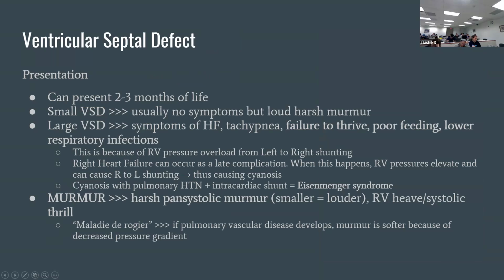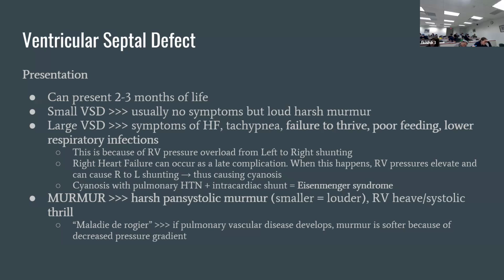Because this is an acyanotic lesion, this can present later in life. So this can present like 2 to 3 months of life. A small VSD usually has no symptoms but a harsh murmur. And a larger VSD may have more symptoms, but actually the murmur could be softer because the opening is wider. With a large VSD, you're going to have symptoms of heart failure, tachypnea, failure to thrive, poor feeding, and lower respiratory infections. And that will happen around 2 to 3 months of life. You'll start seeing those symptoms in the child.